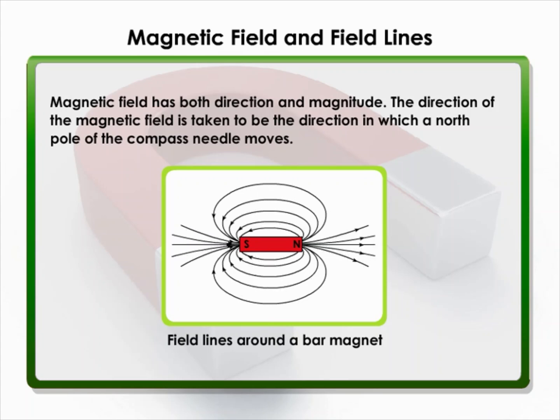The relative strength of the magnetic field is shown by the degree of closeness of the field lines. The field is stronger, that is, the force acting on the pole of another magnet placed there is greater, when the field lines are crowded.